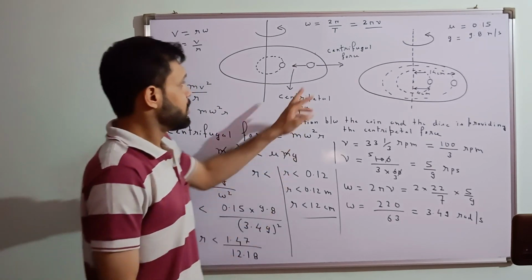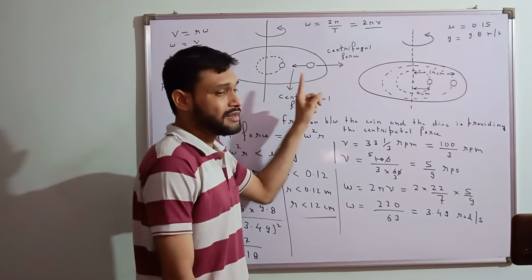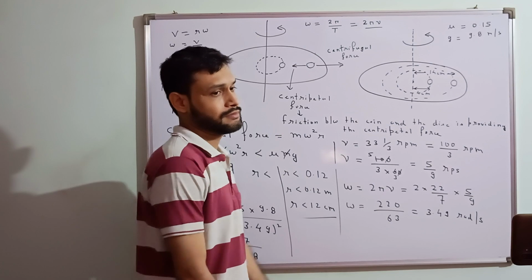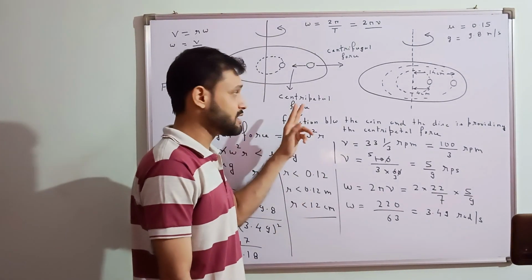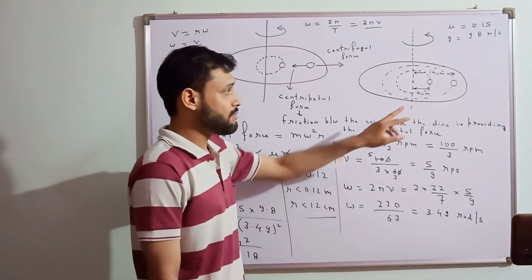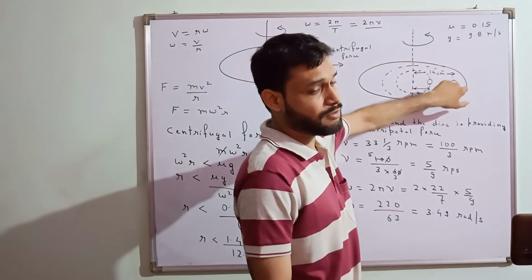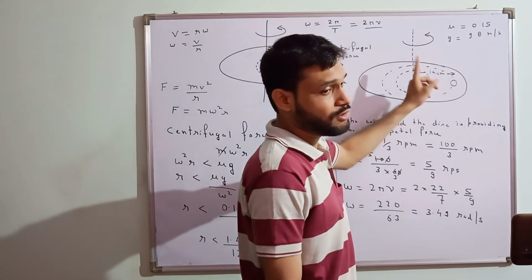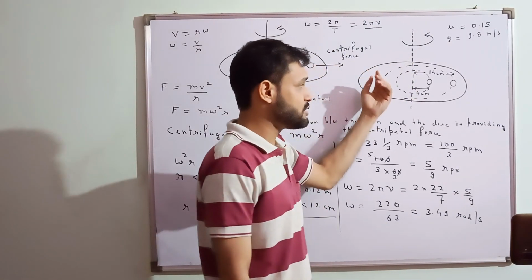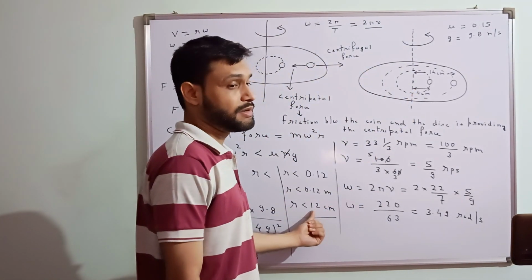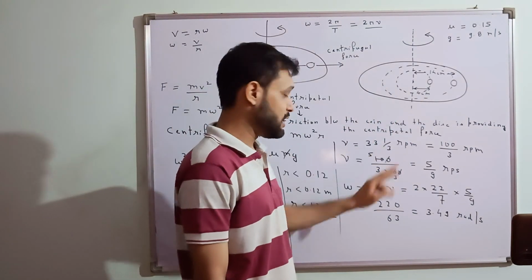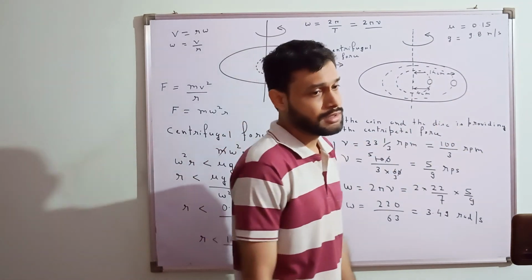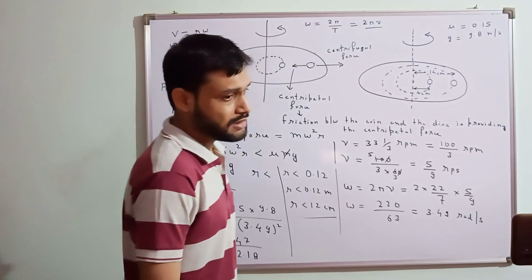This means what? If you place your coin at a distance which is less than 12 centimeter from the center, it will revolve with the disc. And if you place your coin at a distance which is more than 12 centimeter, for example, one coin placed at the 14 centimeter point, this is not going to revolve with the disc. The coin which is placed at 4 centimeter is going to revolve with the disc. If you place your coin anywhere between 0 to 12 centimeter, it will revolve with the disc. If you place your coin beyond 12 centimeter, it is not going to revolve. Is it clear or not?